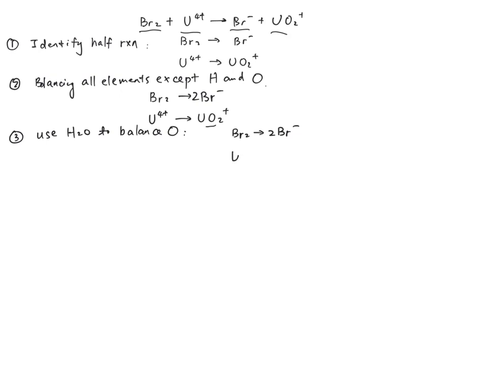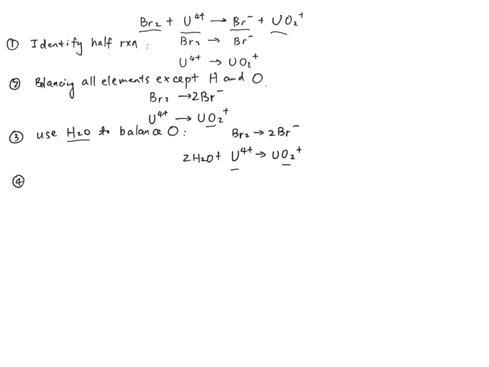Now, the second one: I have 2 oxygen on the right side, no oxygen on the left side. And since we're using water to balance oxygen, each oxygen atom needs to be balanced by 1 water molecule. And we got 2 here, so plus 2 water here. Now our oxygen is balanced.